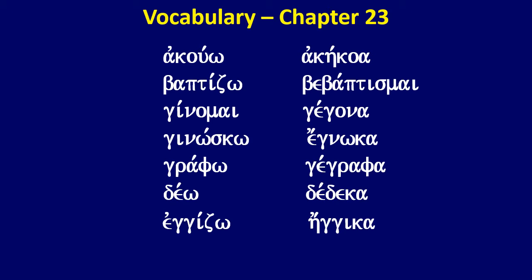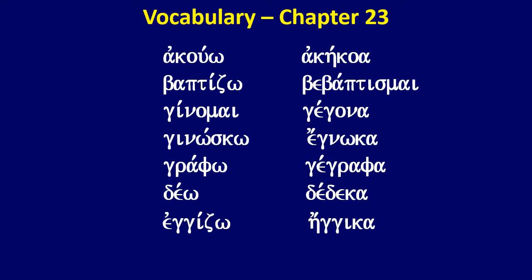Next on the list is ginosko, meaning I know. And a perfect tense form would be egnoka, I have known. And then grapho, I write. And to the right of that, the perfect tense form, gegrapha. And then deo, meaning I tie or bind. And then its perfect tense form, dedeka, I have bound.